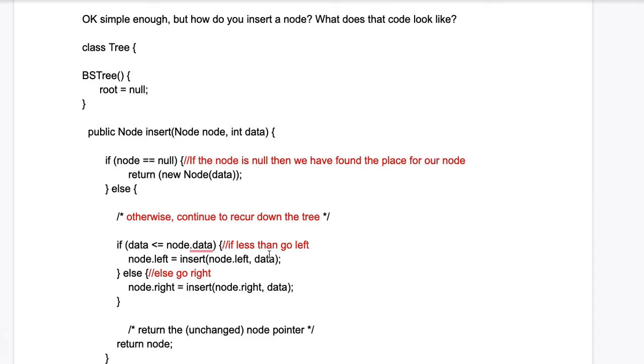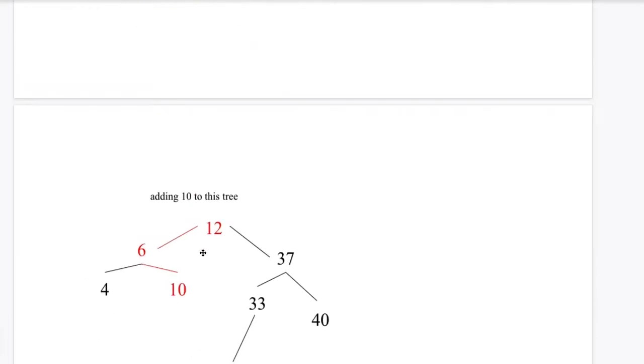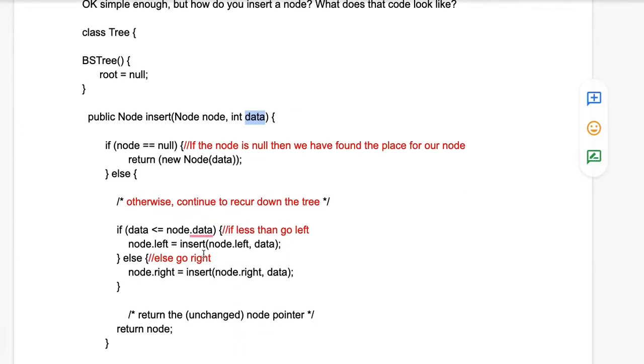Let me quickly show you what an insert function, which is probably the most useful function to be able to place your nodes in the tree, looks like. I'll show you some starter code, but basically when you call this function, you're going to send it the root first, and then the data that you want to be a part of that node. And so if this was the root, it would be 12.